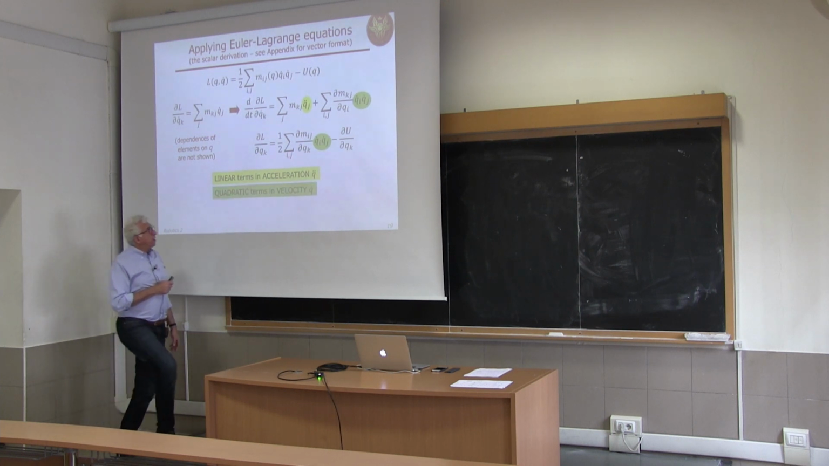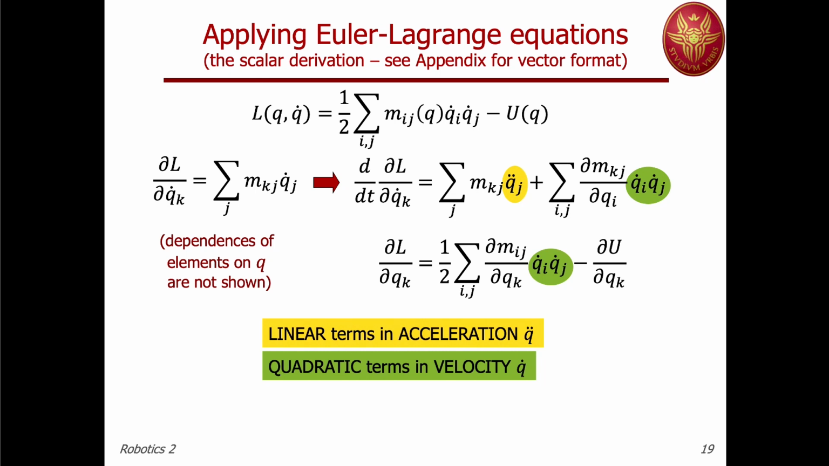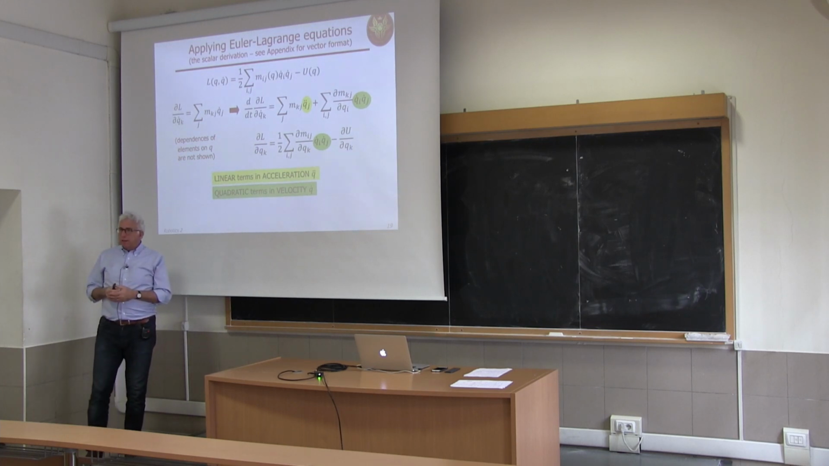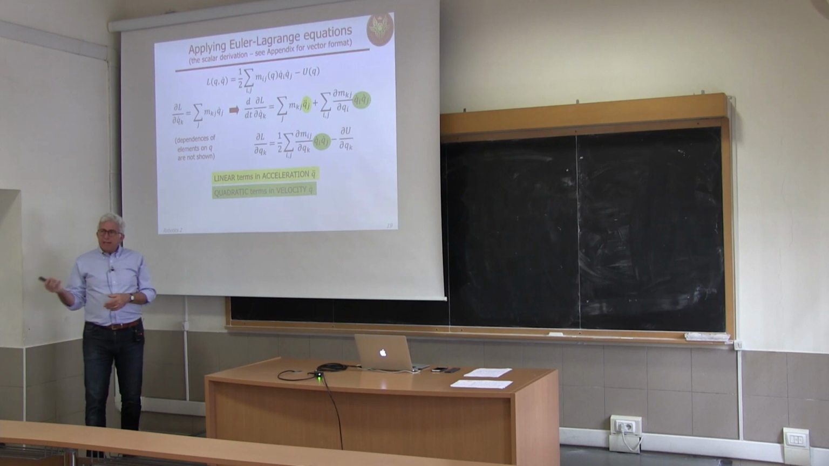Similarly, the velocities appear both in this summation and in this summation. And every time they appear with a product between the same joint velocity or different joint velocities. In any case, there will be only quadratic terms in the velocity coming from the Lagrangian. So the model will be quadratic in the velocities q dot. Pay attention, there may be other terms which are linear in q dot, but they come from dissipative terms, so they are on the right-hand side of the equation.